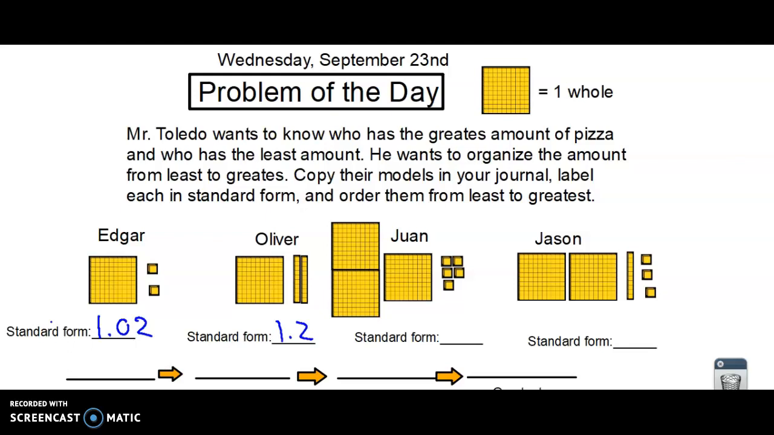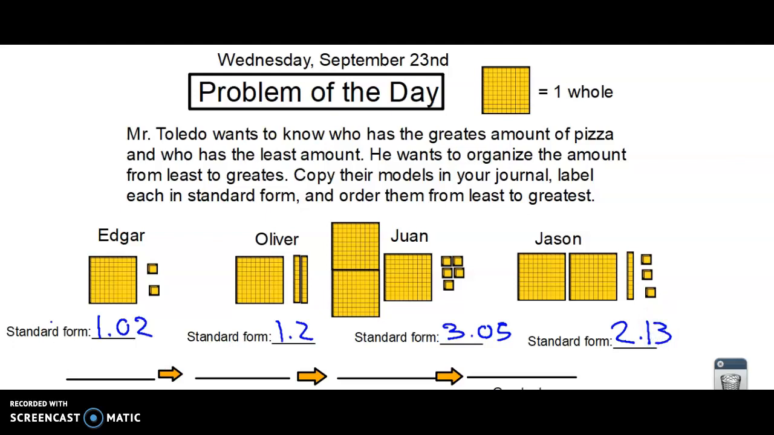Now we have Juan, who has 3 wholes and 5 hundredths. 3 and 5 hundredths. We have Jason, who has 2 wholes, 1/10, and 3 hundredths. How would we write this? 2 and 13 hundredths.